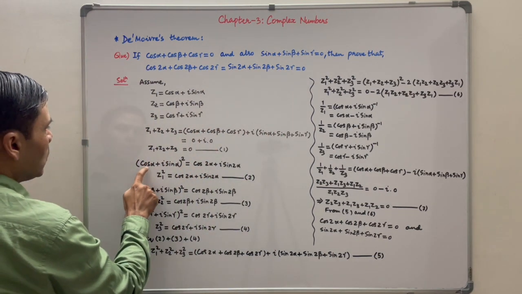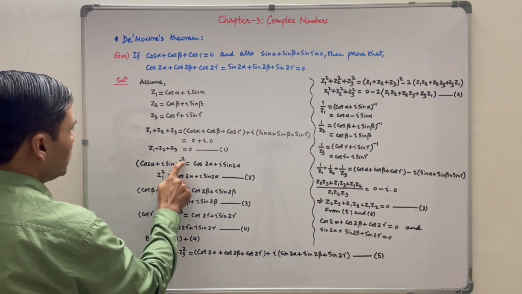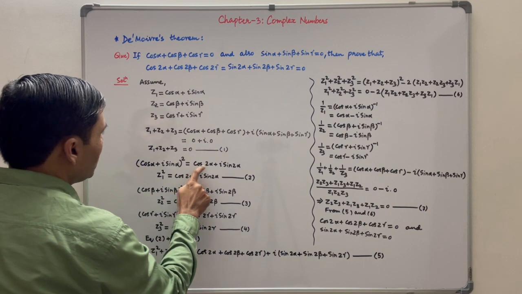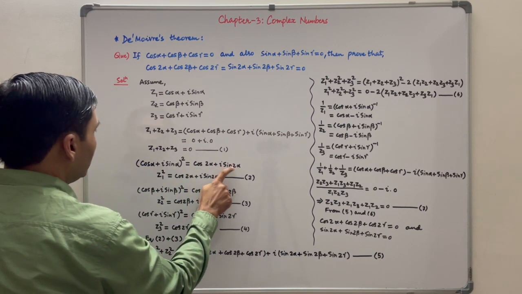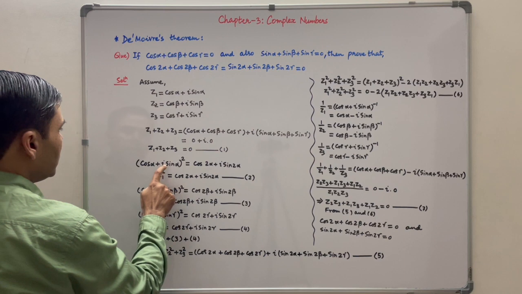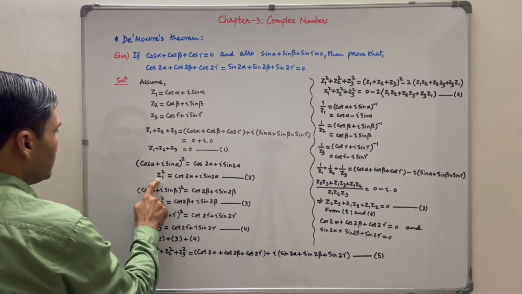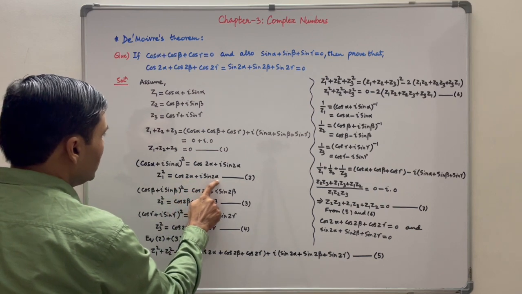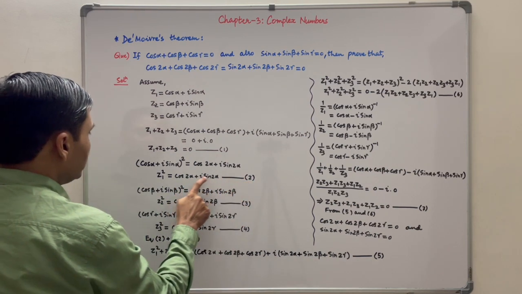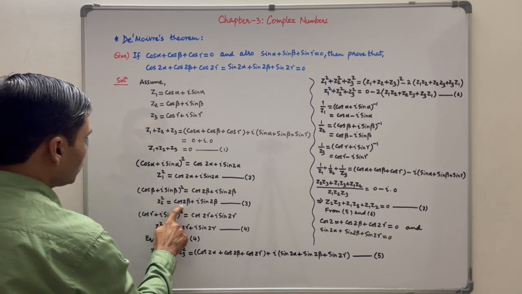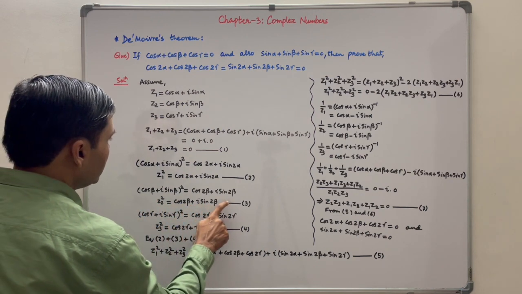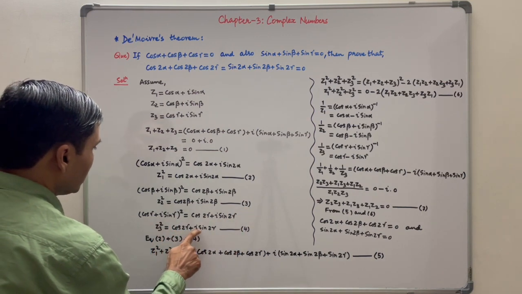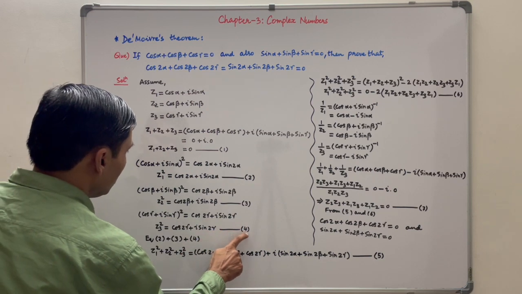So we will write cos alpha plus i sin alpha to power 2. As per the De Moivre's theorem, it is equal to cos 2 alpha plus i sin 2 alpha. Cos alpha plus i sin alpha is equal to Z1. So the equation is Z1 square is equal to cos 2 alpha plus i sin 2 alpha. This is equation number 2. Similarly, Z2 square is equal to cos 2 beta plus i sin 2 beta. This is equation number 3. And Z3 square is equal to cos 2 gamma plus i sin 2 gamma. This is equation number 4.